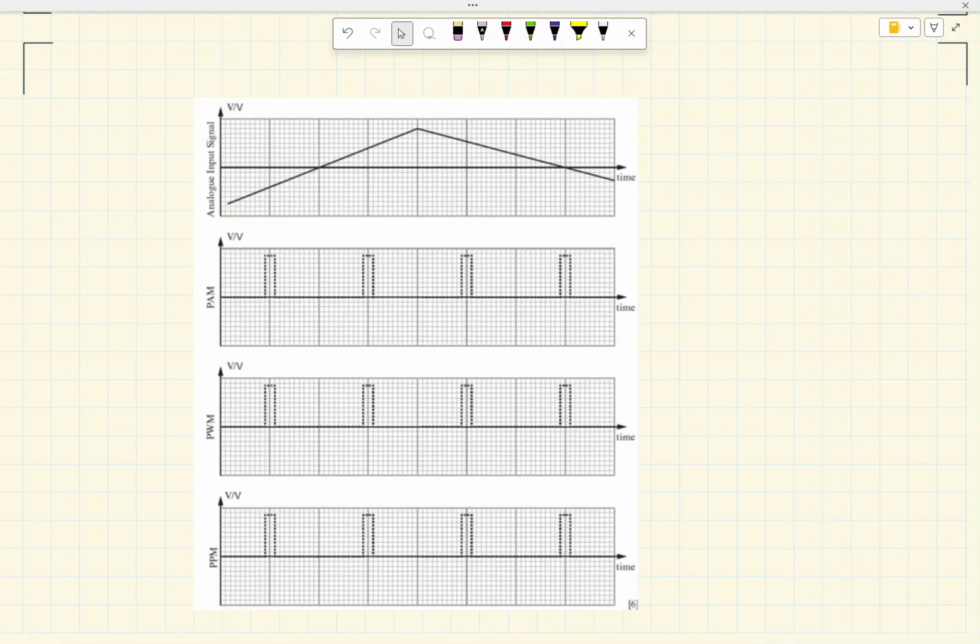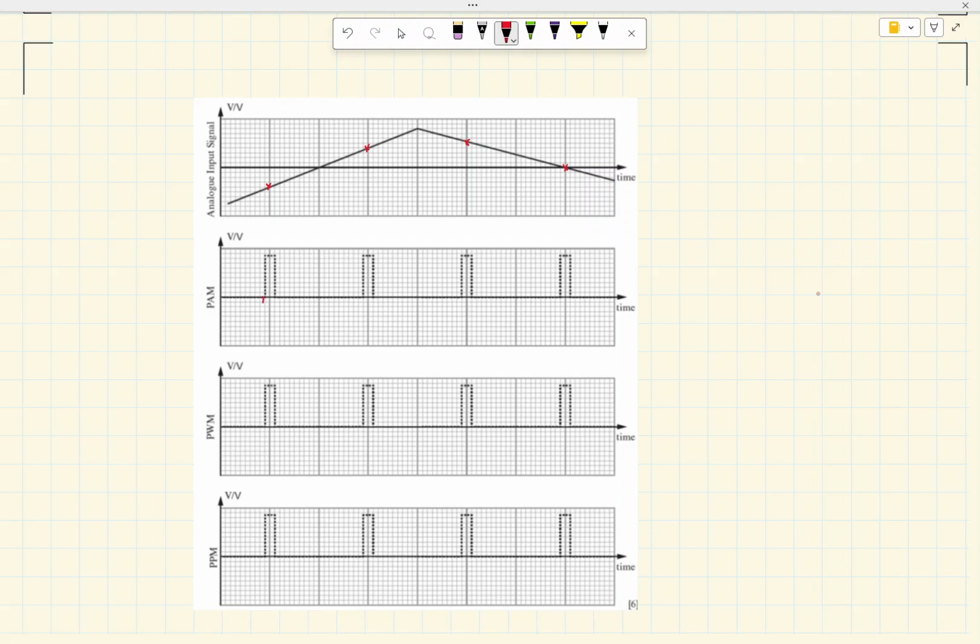If we then look at our different modulation techniques, so pulse amplitude modulation, effectively just measuring what amplitude we've got, and we're measuring the amplitude at the center of the pulse that we've got. So here we've got a negative amplitude that we're measuring.